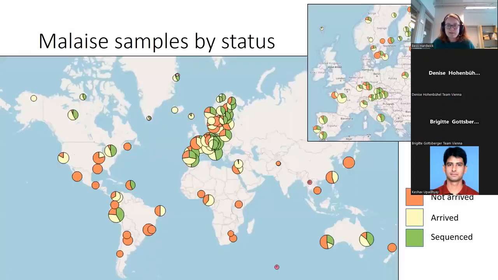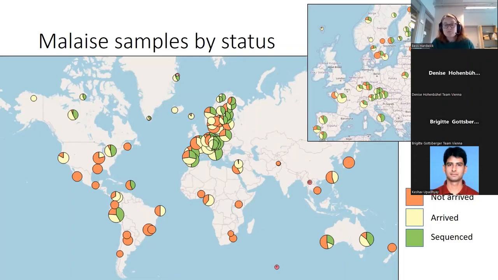For instance, the Malaise samples, which are probably the most advanced. Here's a breakdown where each team's pie size tells you how many samples have been collected in total, and they're broken down by color. The red-orange is that we haven't received them from you yet. The yellow ones are ones that you have already sent. They're in Canada, but they haven't been sequenced yet. They're in the queue, and the green ones have been sequenced.